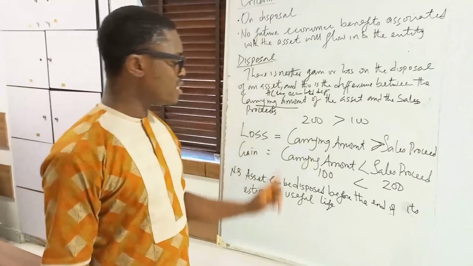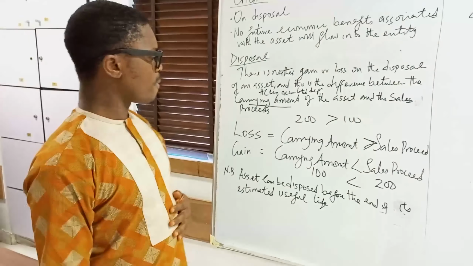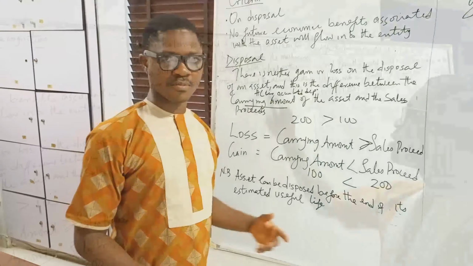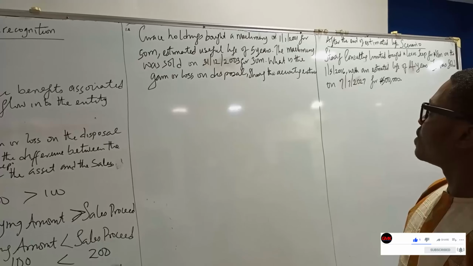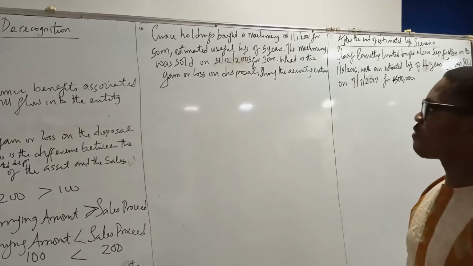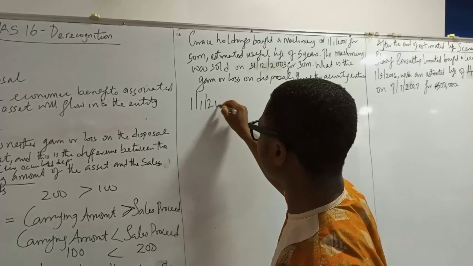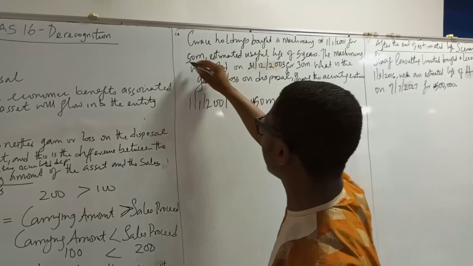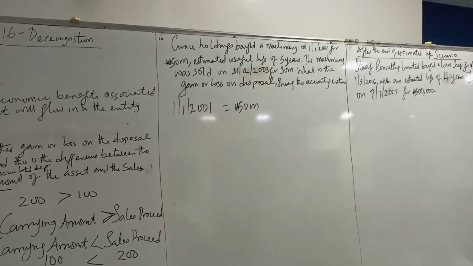Note, an asset can be disposed of before the end of its useful life. We will give a practical example to buttress that. We have this example. Grace Holdings bought a machinery on the 1st of January 2001 for 50 million naira, with an estimated useful life of 5 years.